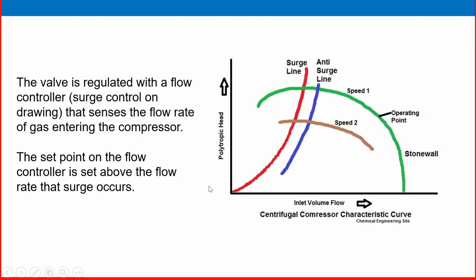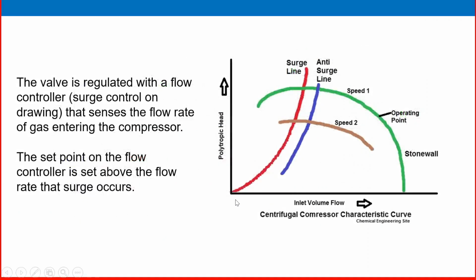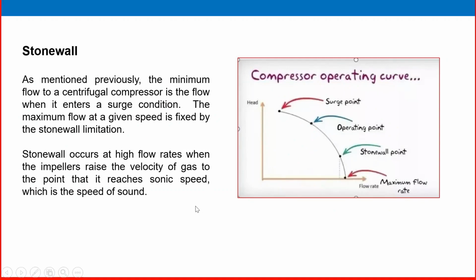The valve is regulated with a flow controller, the surge control on the drawing, that senses the flow rate of gas entering the compressor. The set point of the flow controller is set above the flow rate at which surge occurs. We already discussed this in the slide. So this line is the anti-surge line. That controller and control valve will always maintain the minimum flow back to the compressor when any surge situation occurs. Another important point to discuss is stone wall.